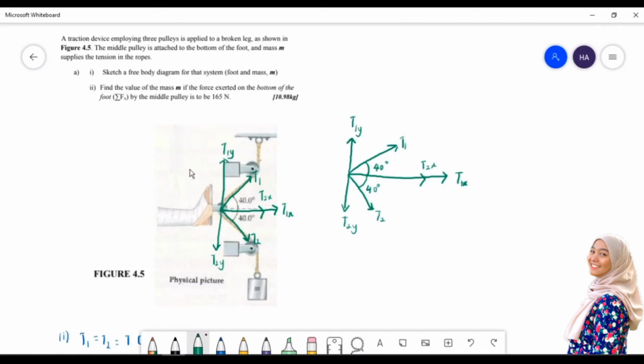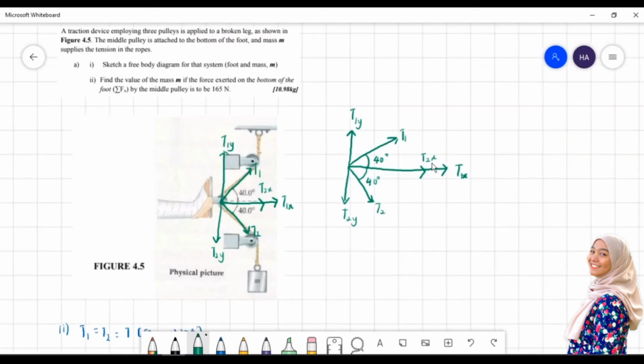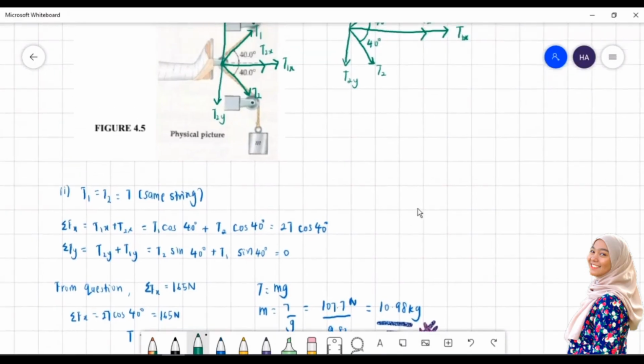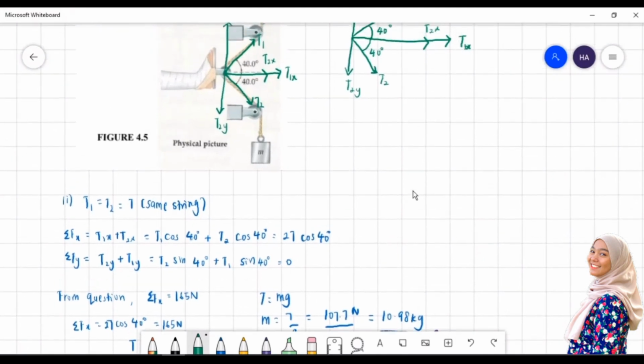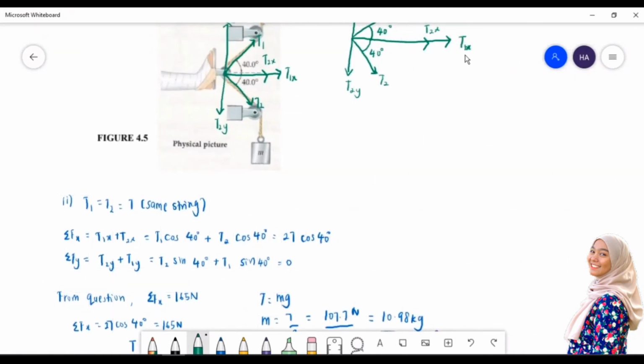So untuk soalan kedua, kita kata find the value of the mass if the force exerted on the bottom of the foot Fx by the middle pulley is to be 165. Jadi kalau kita tengok dekat string dia T1, T2, dua-dua adalah menggunakan string yang sama. Okay, so kita tengok dulu dekat Fx. Dia ada dua, T1x plus T2x. So T1x adalah T1 cos 40 dan T2x adalah T2 cos 40 degree. Okay, sebab dua-dua degree ni melekat pada paksi x. So kita dapat 2T cos 40 degree.